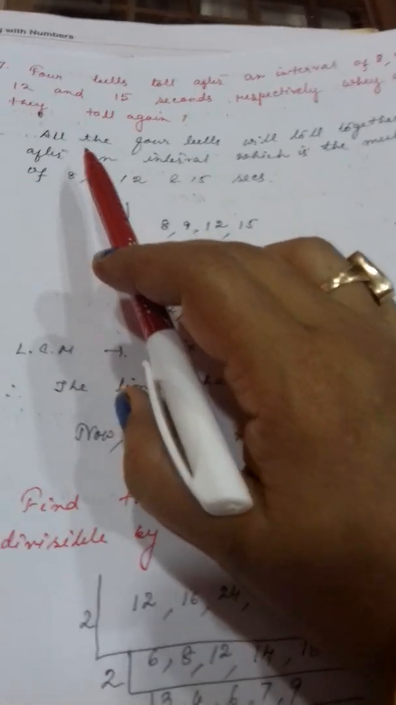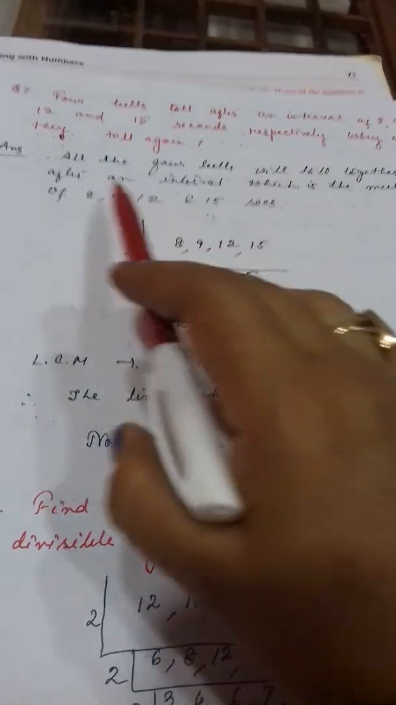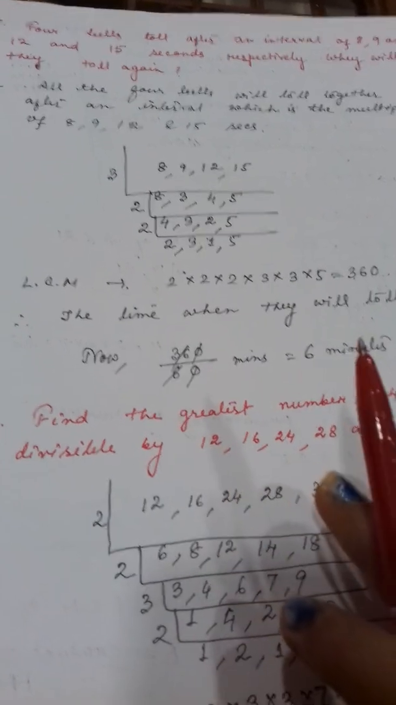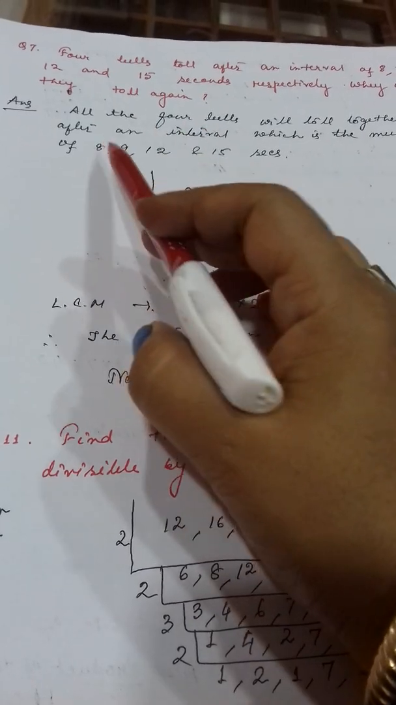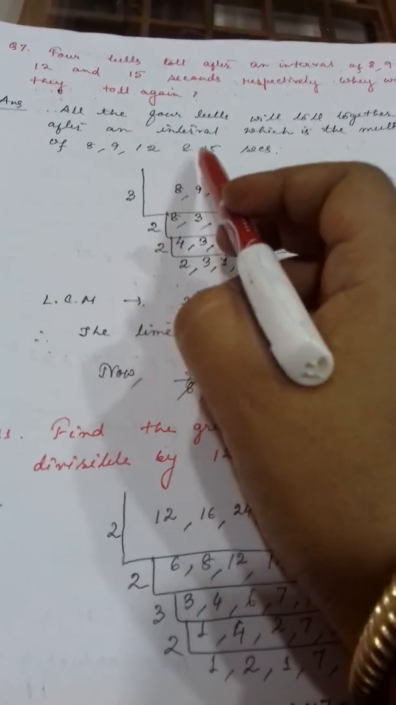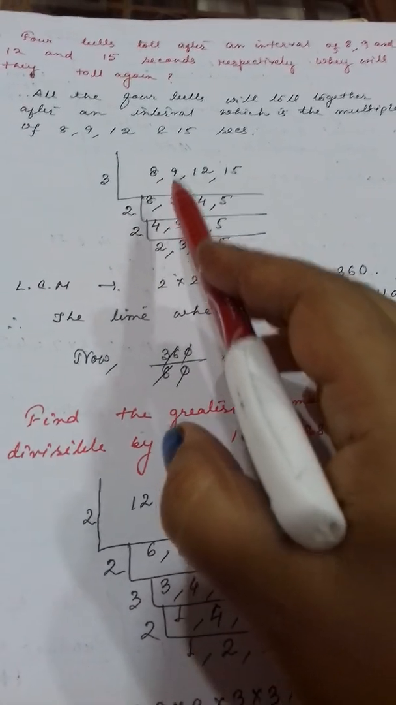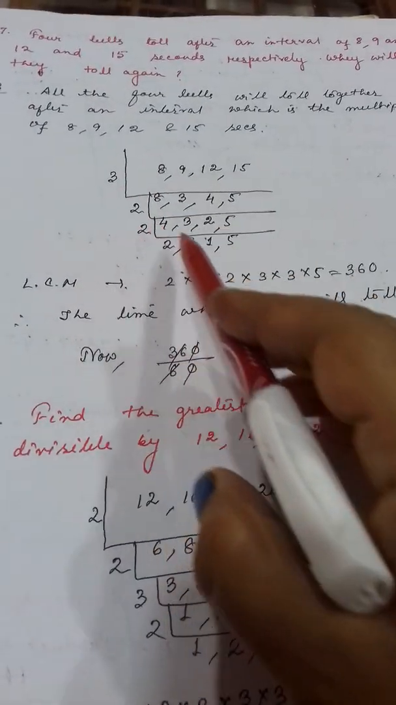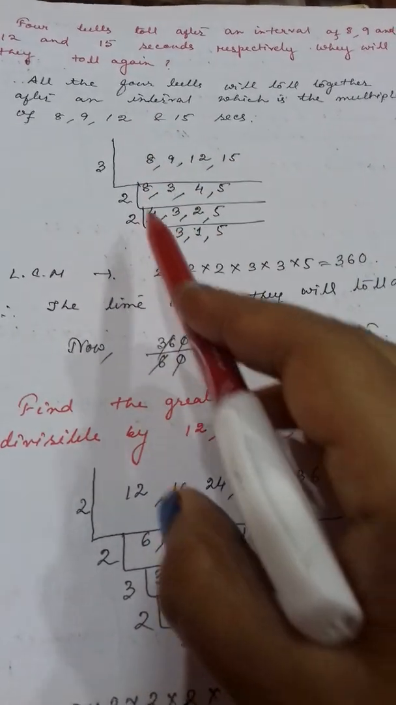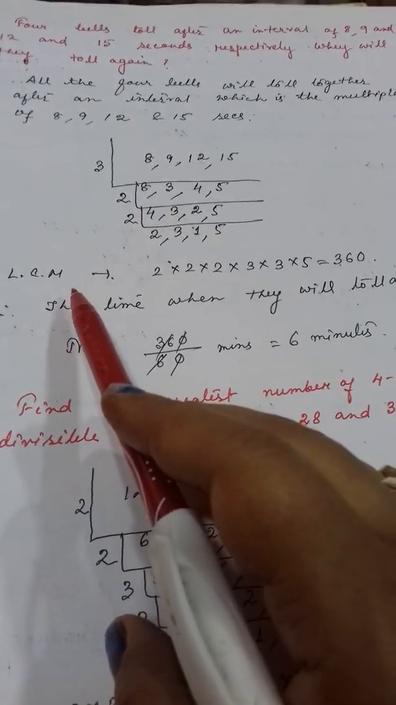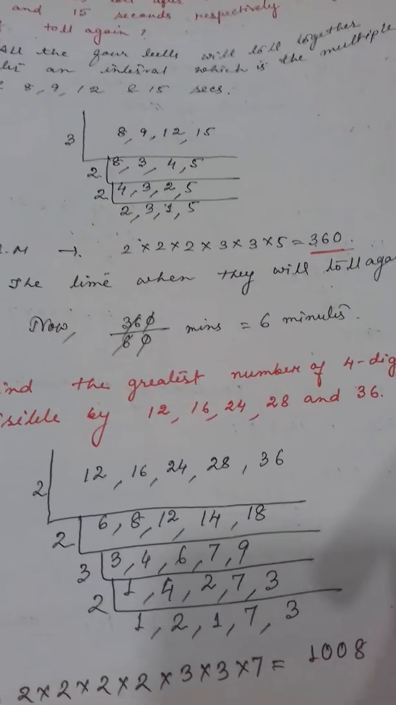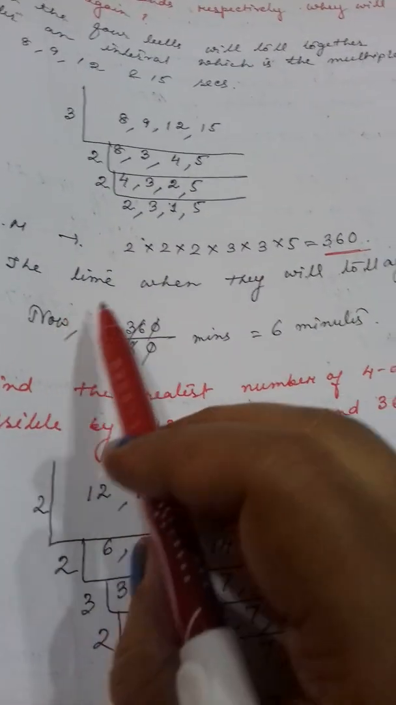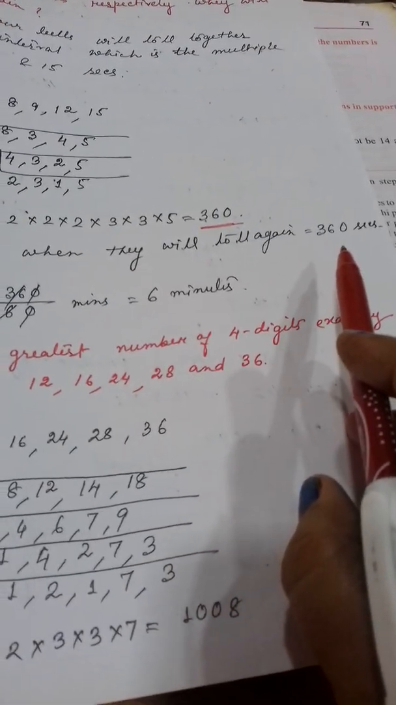So what will be there? All 4 bells will toll together after an interval which is a multiple of these. When you have to find the time together, you have to find the multiple of these. What are the times given to you? So here you have to find the LCM. This type of sum you have to solve in this way. After finding the LCM, you have got 360. That means 360 seconds, so the time when they will toll together is 360 seconds.